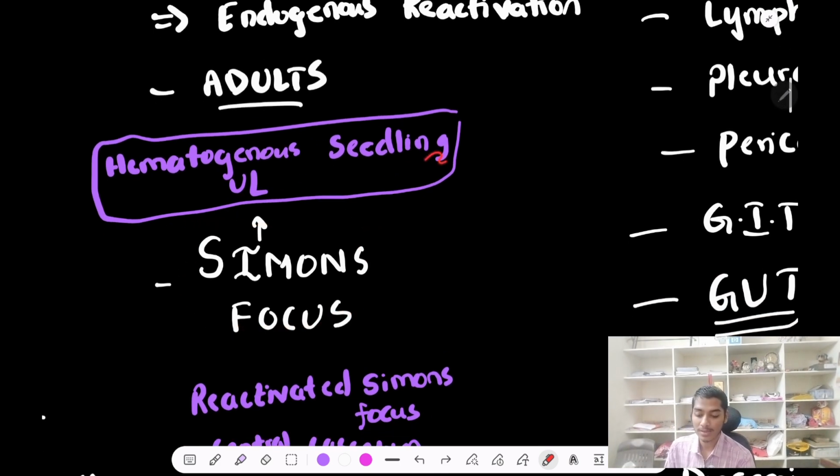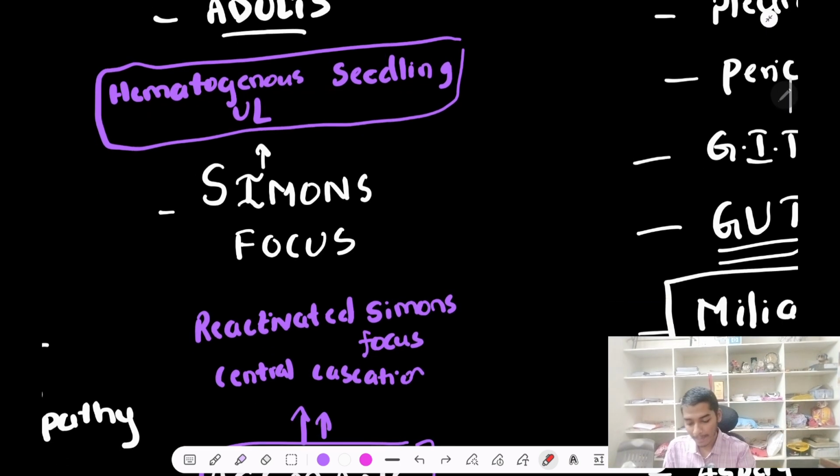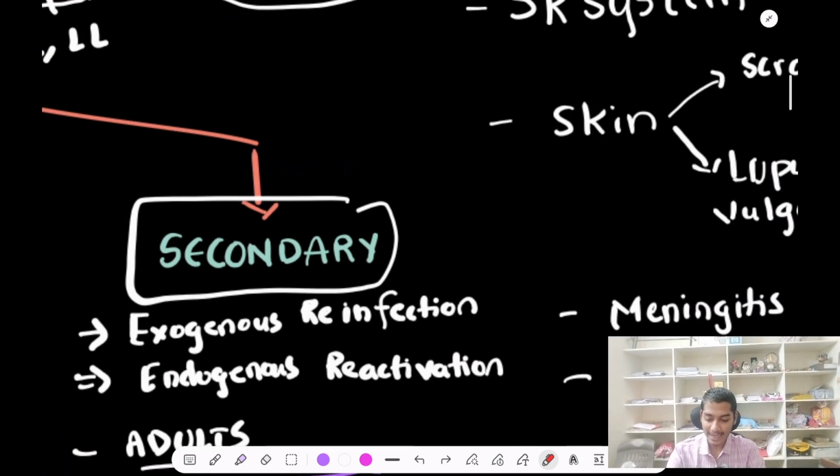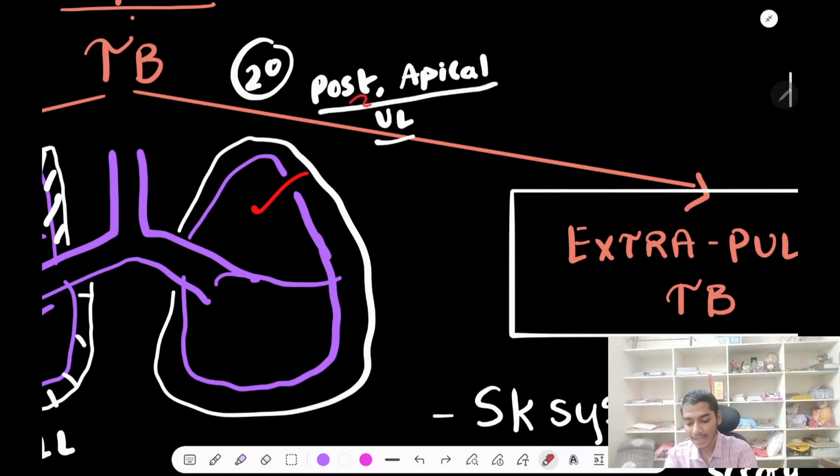So Simon's focus is nothing but hematogenous seeding in the upper lobe, right? So it means there is a hematogenous seeding in the upper lobe, which is called Simon's focus. Now what is Assmann's focus? Assmann's focus is nothing but the reactivated Simon's focus along with central caseation. And in secondary pulmonary TB, the posterior and apical regions of the upper lobe are most commonly involved.